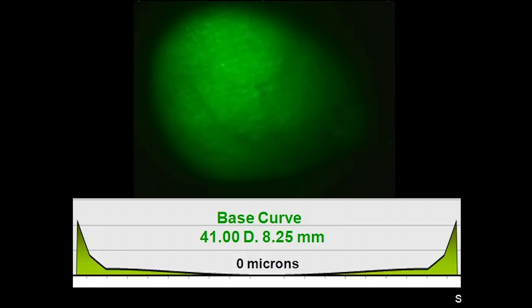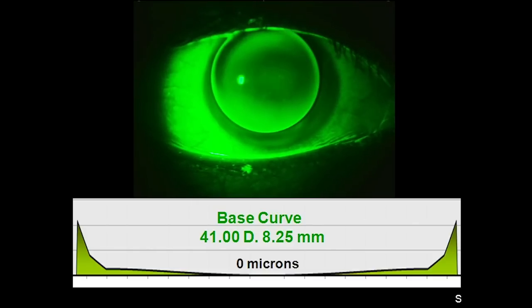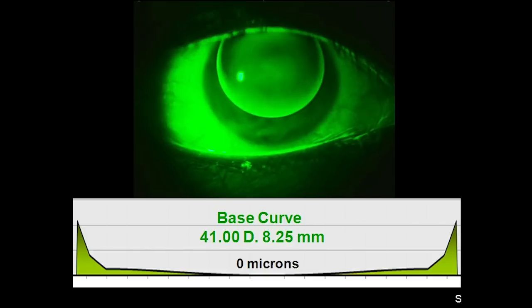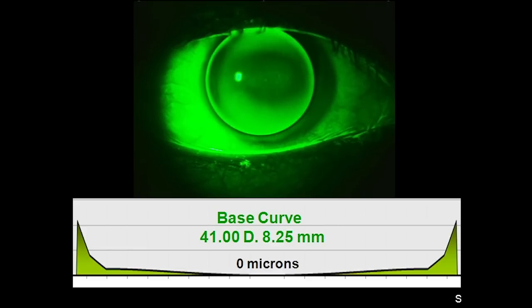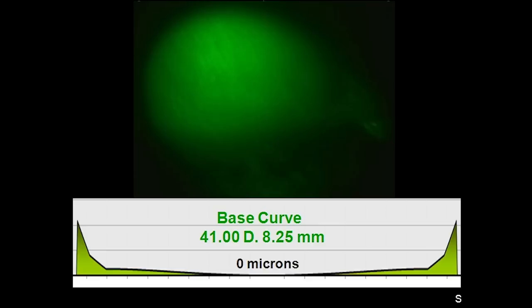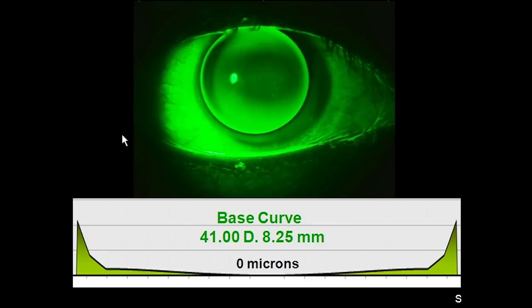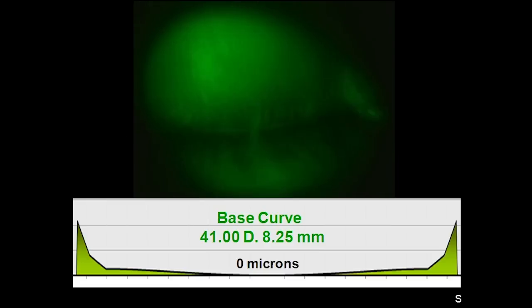And what happens is that the lens displaces laterally. So one time it goes temporally, sometimes it goes nasally. But after the patient blinks and gravity pulls the lens away from the upper lid, the lens will displace to one side or the other. This is obviously not an ideal fitting relationship.